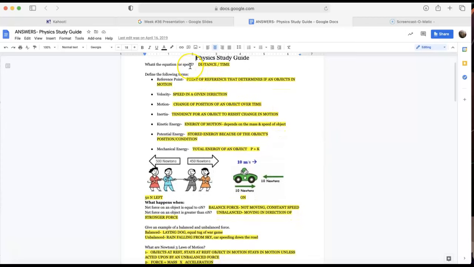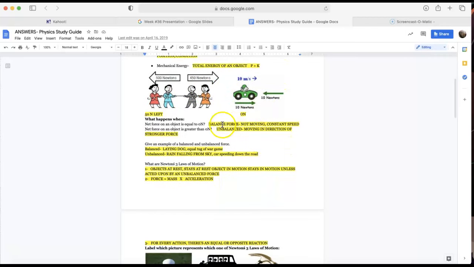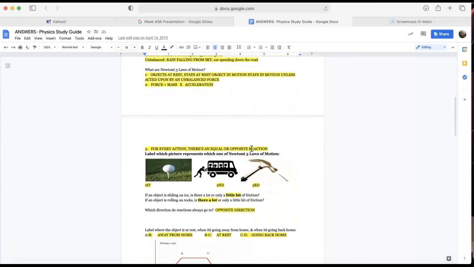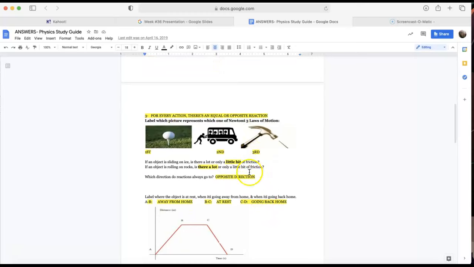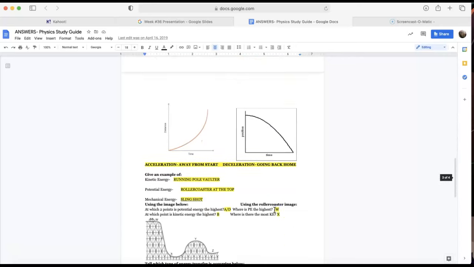It goes over the equation for speed, all your basic definitions with your types of energy. It goes over calculating net force. We have conversation about balanced and unbalanced forces, as well as Newton's 3 laws, and then pictures to show examples of each. We talk about friction a little bit, and then we talk about our little motion graphs, which we spent a lot of time on in this unit.